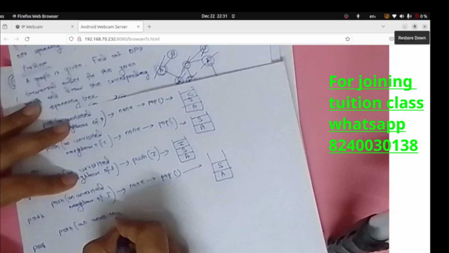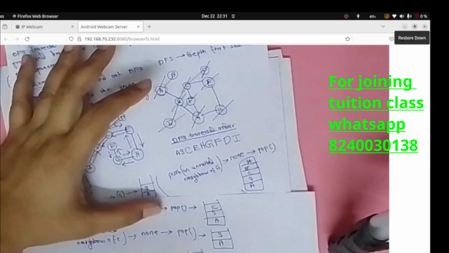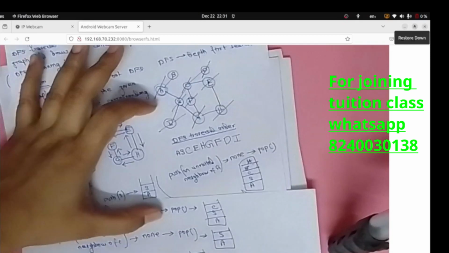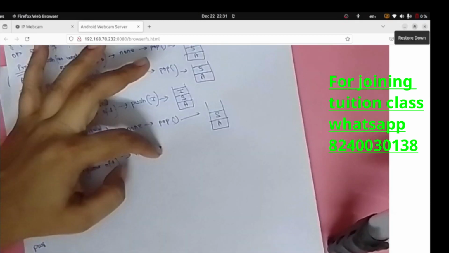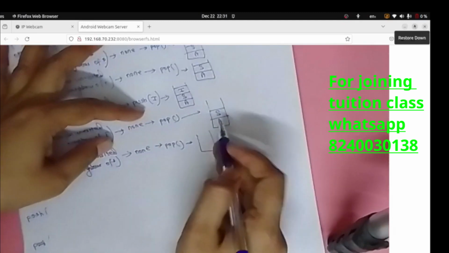So we have to see the graph, whether there is any unvisited member of S or not. So there are no such unvisited neighbors, none. So what operation will be performed? It will be a pop operation. So the content of the stack is that S will be removed from the stack.